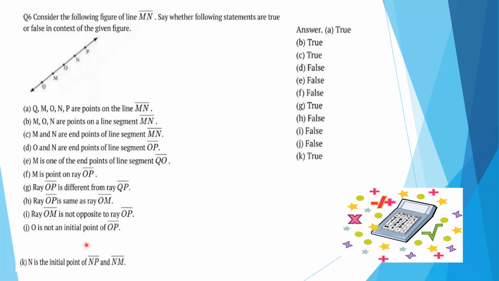O is not an initial point of OP. O is the initial point of OP. So this statement is false. Now K part, N is the initial point of NP and NM. Yes, N is the initial point of NP and NM.